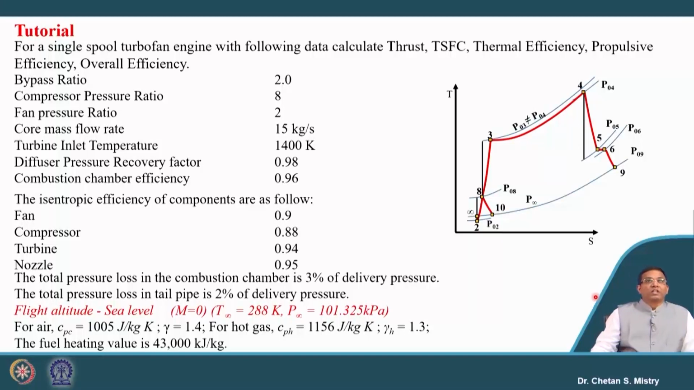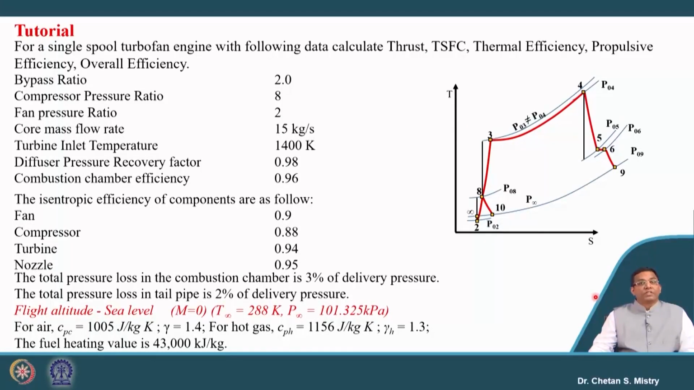Then we started talking about the numerical, where we have a single spool turbofan engine with the following data, and we need to calculate thrust specific fuel consumption, thermal efficiency, propulsive efficiency and overall efficiency. Here we have bypass ratio of 2, compressor pressure ratio is 8, fan pressure ratio is 2, core mass flow rate is 15 kg per second, turbine entry temperature is 1400 Kelvin, diffuser pressure recovery factor is 0.98. Be careful, this is something different.